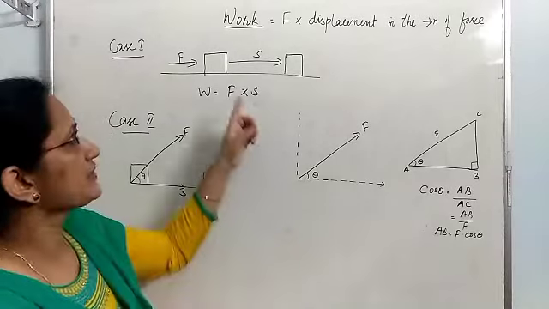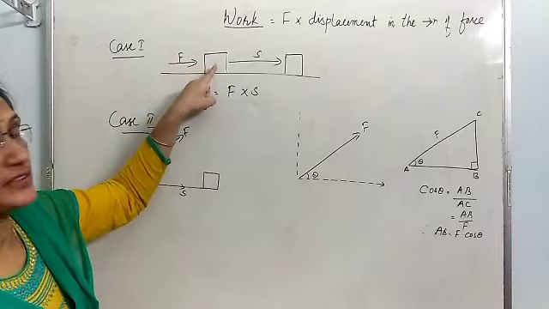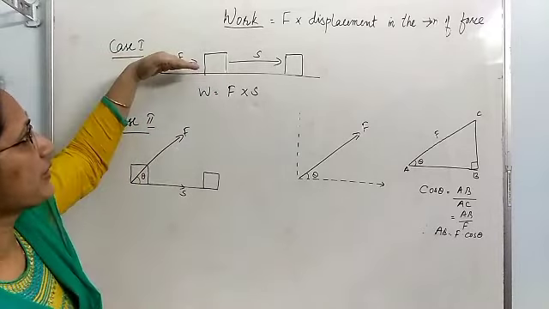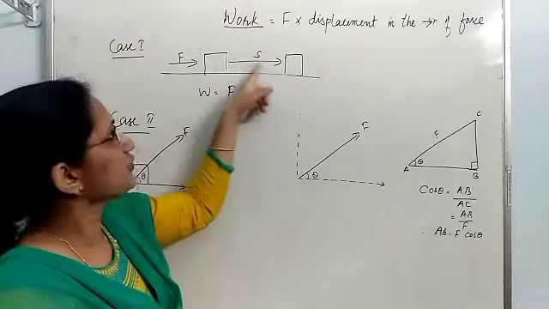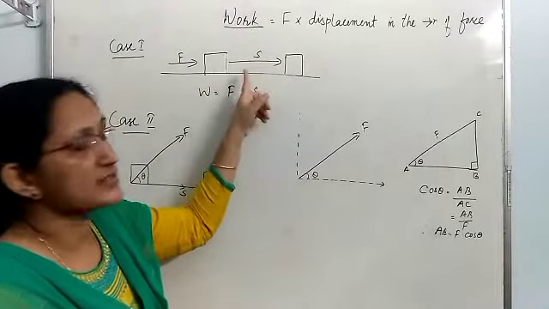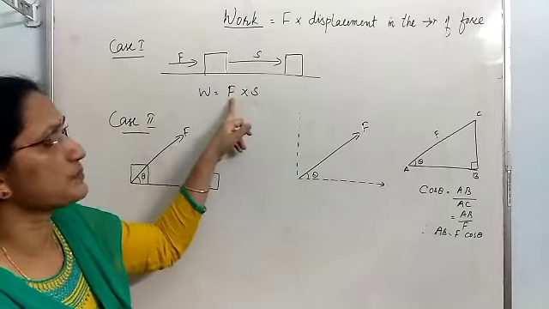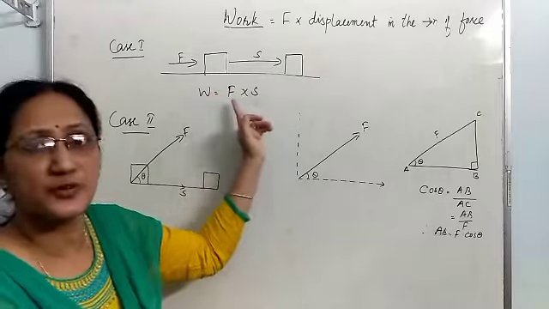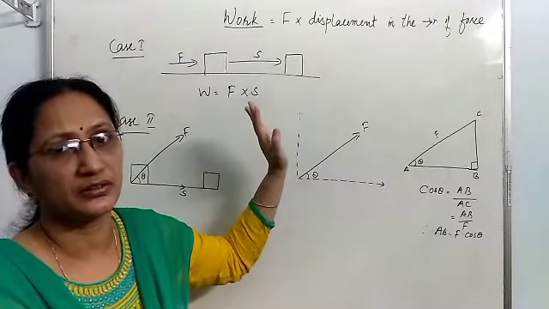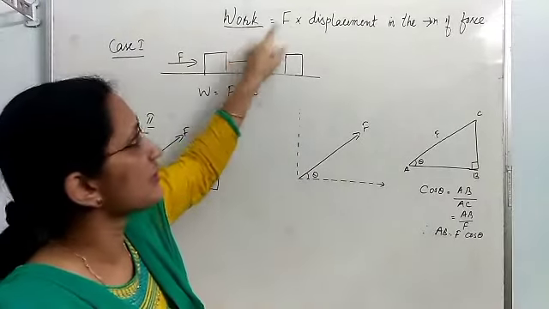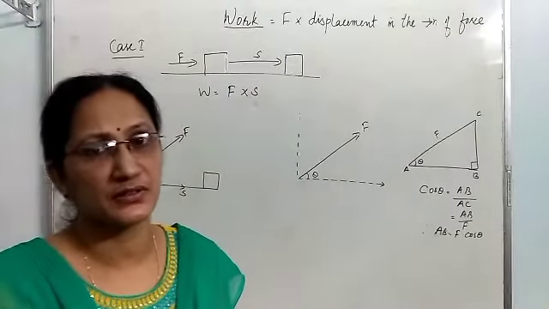Okay, let us see one example. Here, first case, a body at rest and some force is applied in this direction, thereby the body displaces in the same direction of force. In this case, work is force into displacement. Simply you multiply force with the displacement, that will give the work. So the formula for work is force into displacement in the direction of force.